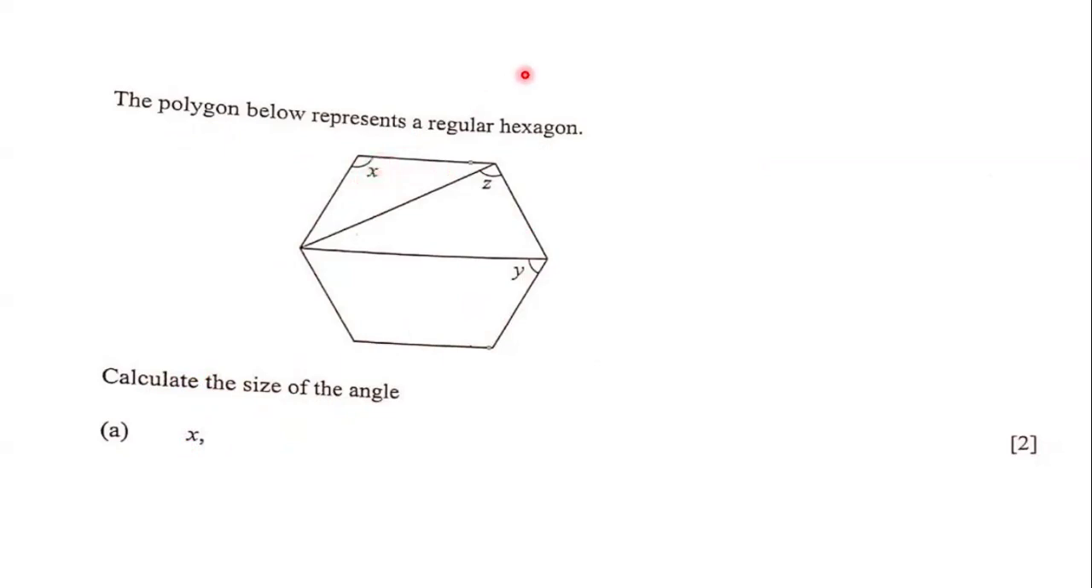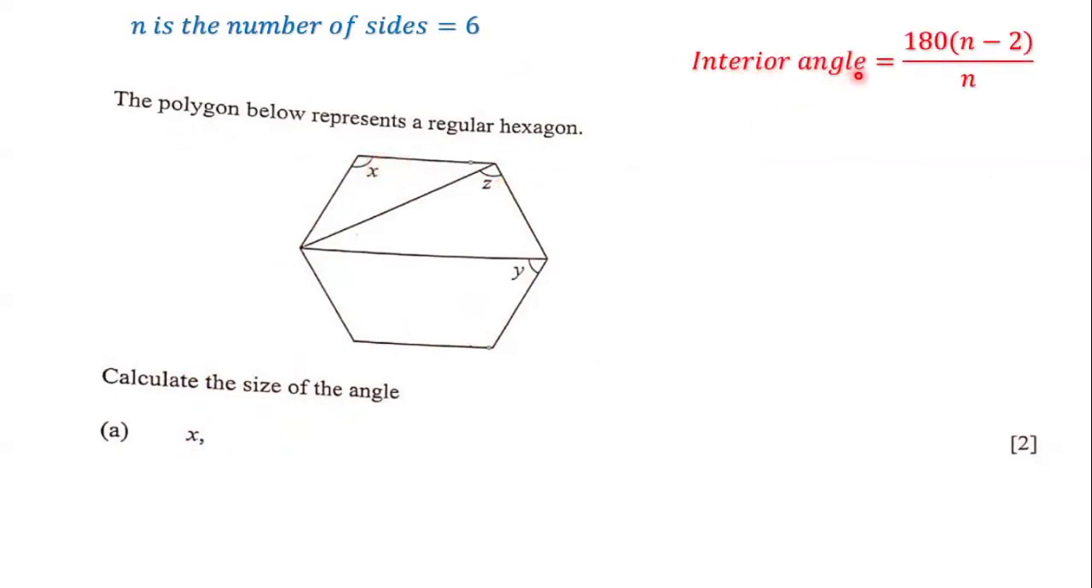In order to figure out the size of this interior angle, we're going to use this formula. The formula states that the interior angle is equal to 180 multiplied by n minus 2, all over n. Now, what is n? Well, n is the number of sides. And since this is a hexagon, the number of sides is 6. And we can count it: 1, 2, 3, 4, 5, and 6.